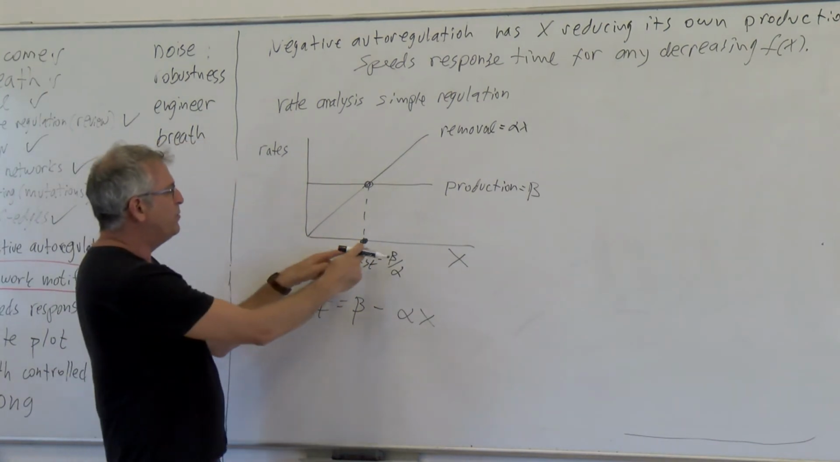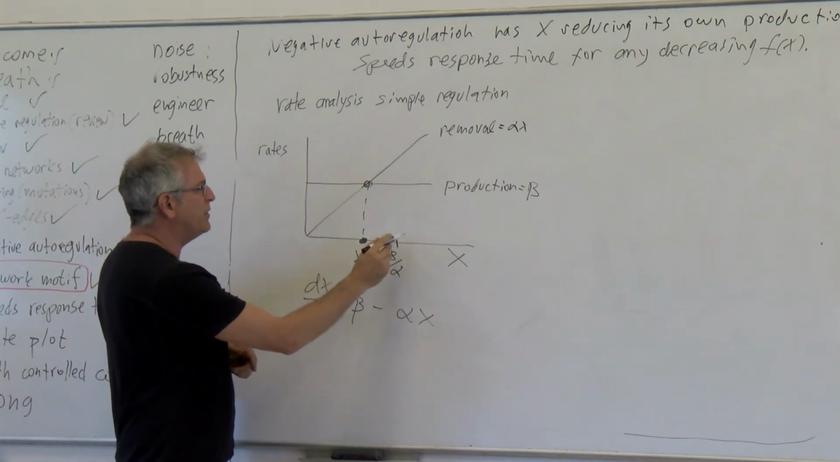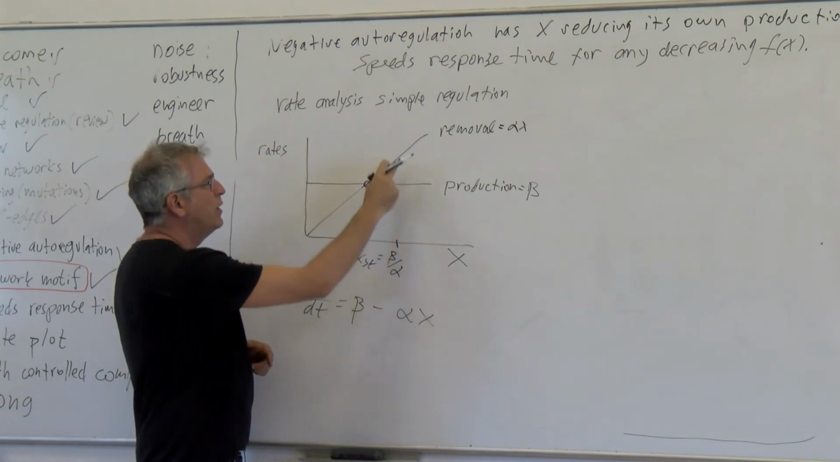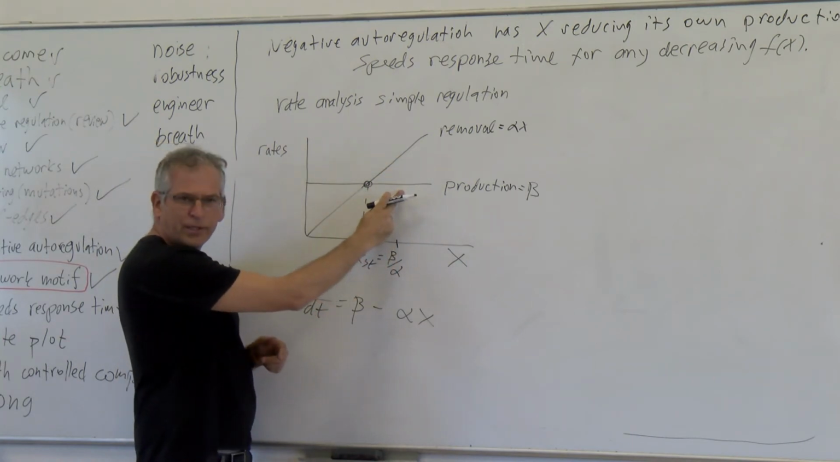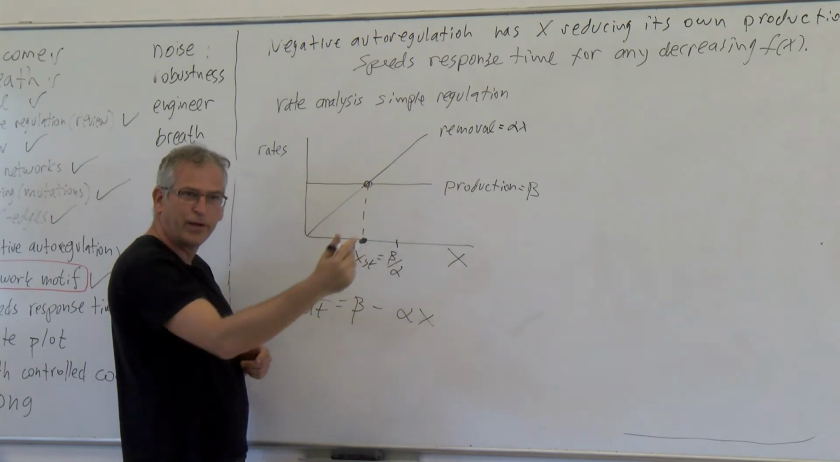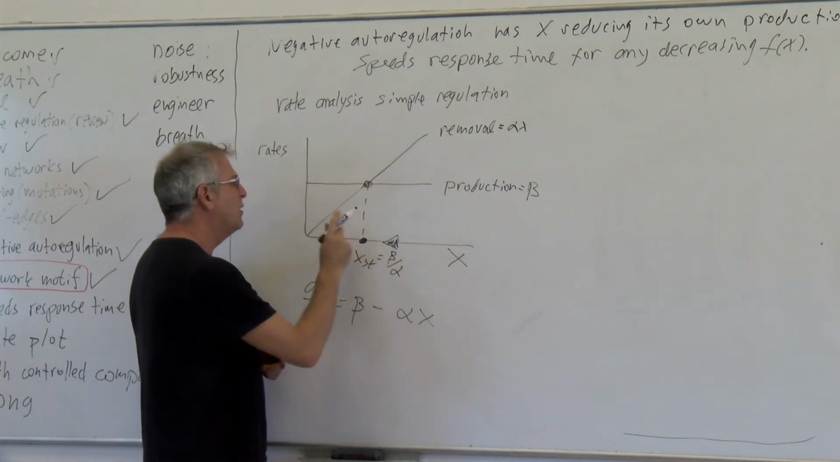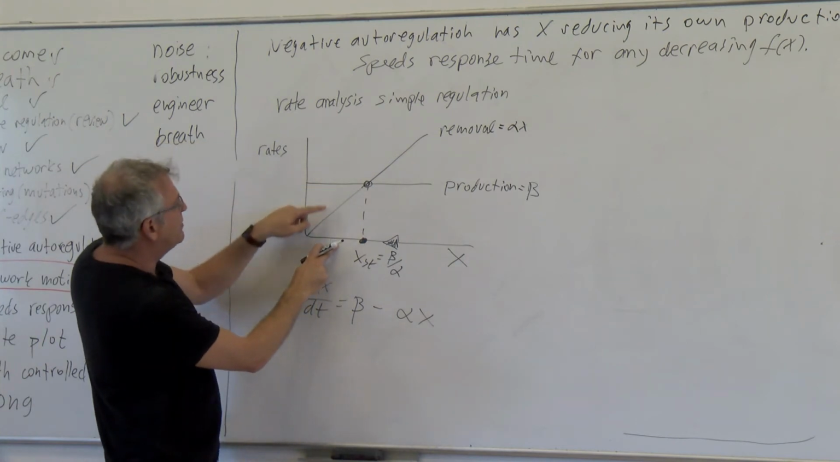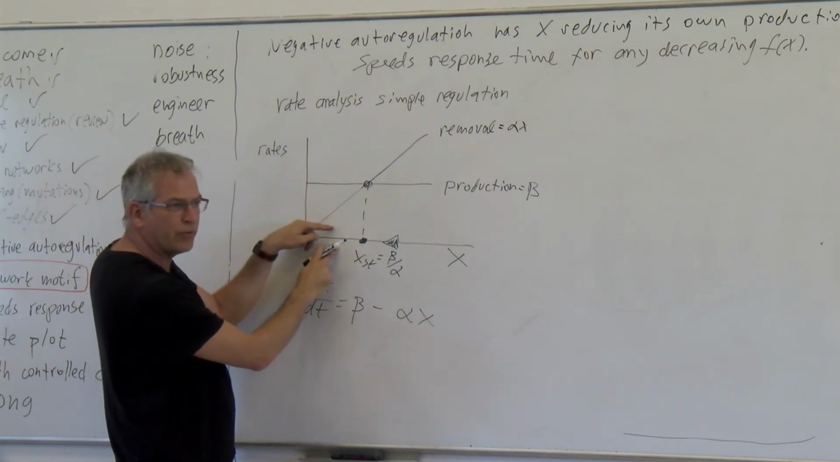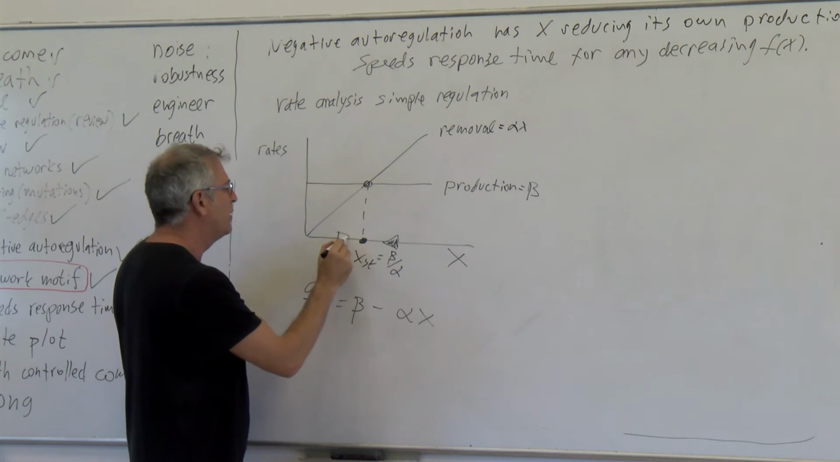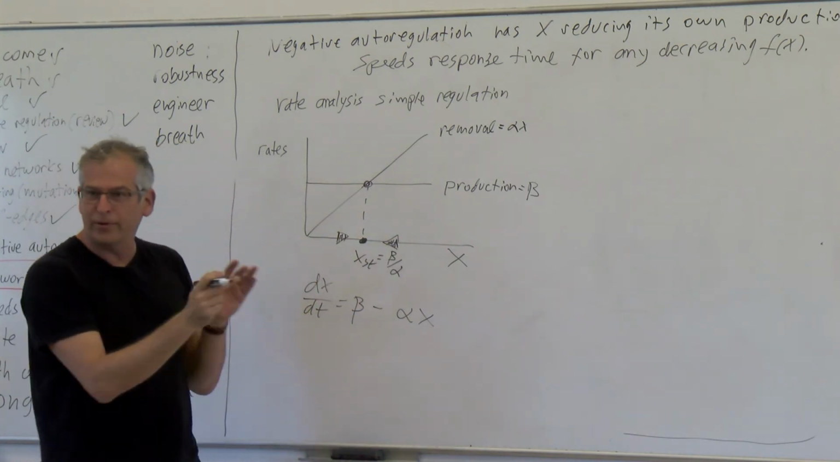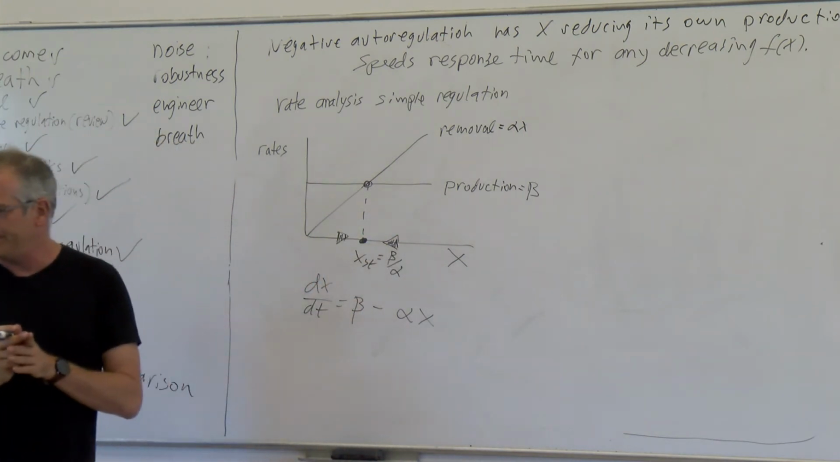This fixed point is stable. What do I mean? If I start above it, see this point here, removal is above production. So more removal. What does that mean for x? Where does it move? Back. If I started below, production is above removal. More production than removal. Where does it move? So this is a globally stable fixed point. No matter where I start, I end up there.